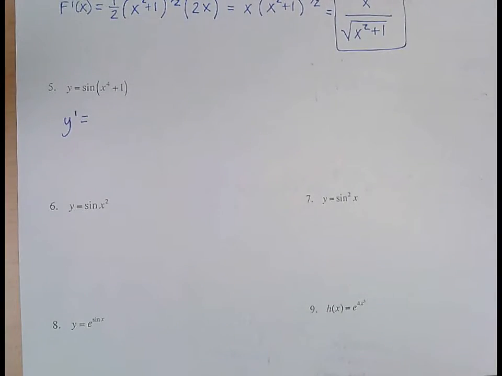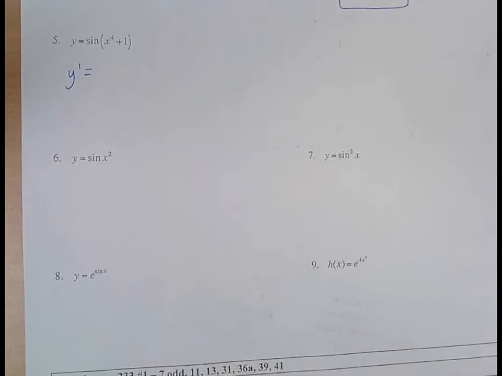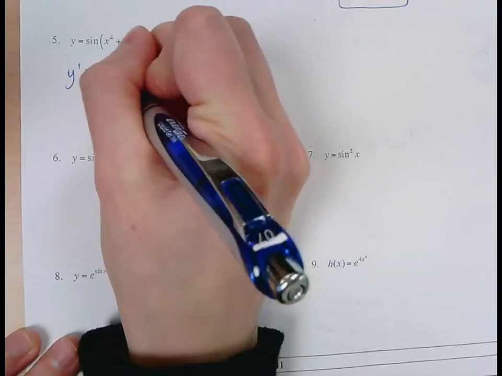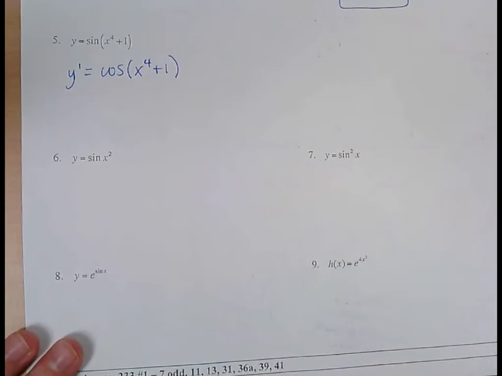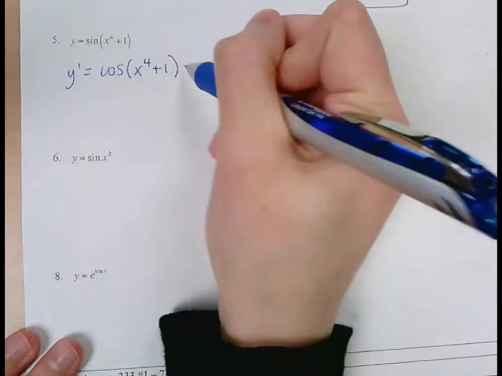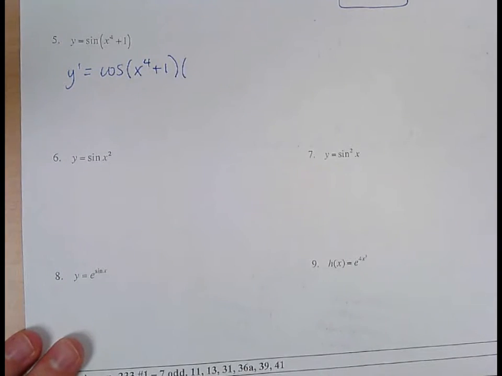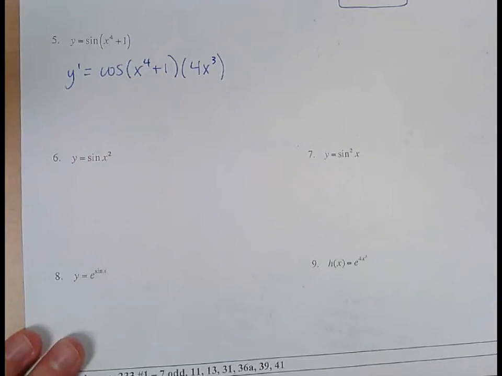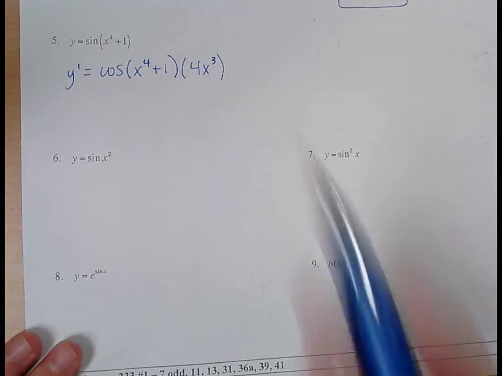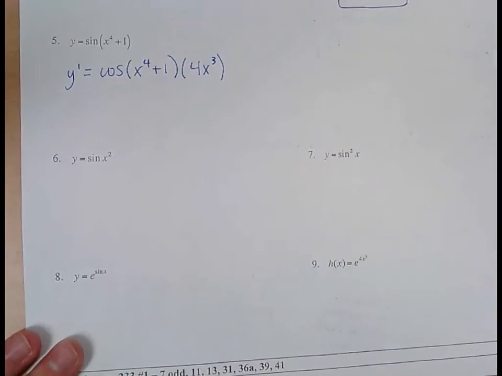So to find y prime, you find the derivative of the outside function, leave the inside the same. So what's the derivative of sine? Cosine. So it would be cosine of, and you leave x to the 4th plus 1. Okay, that's the outside. Then you multiply by the derivative of x to the 4th plus 1. 4x cubed. Okay, that's your derivative. If you were looking to simplify or rewrite, I would probably rewrite the 4x cubed in front.